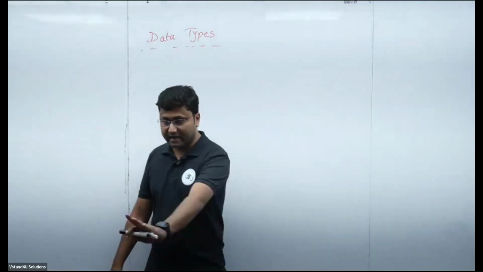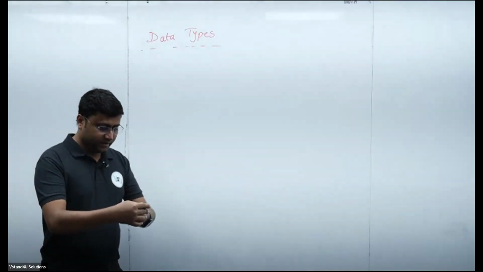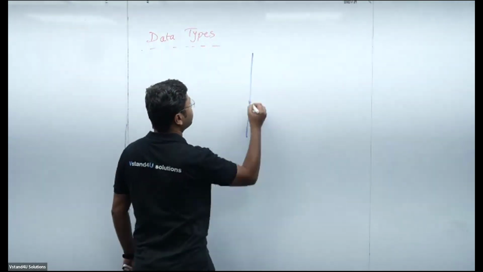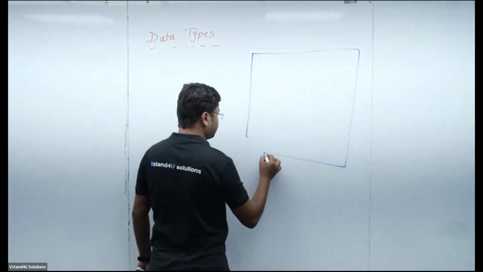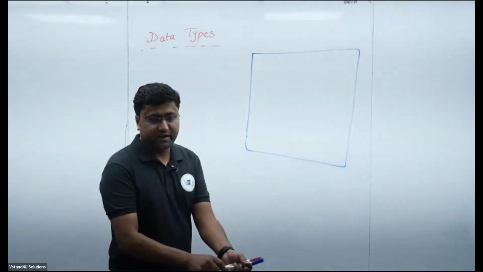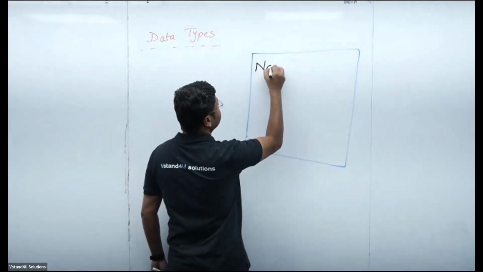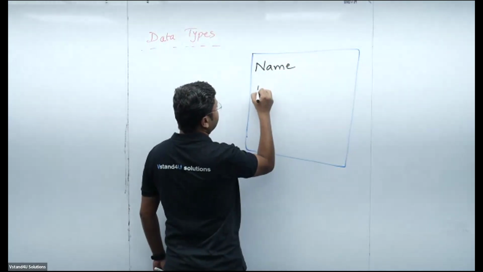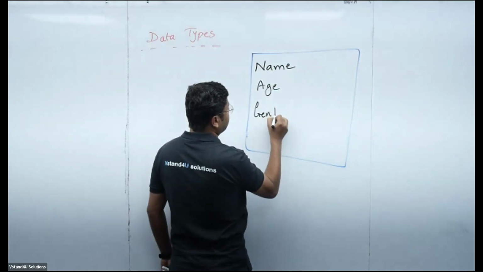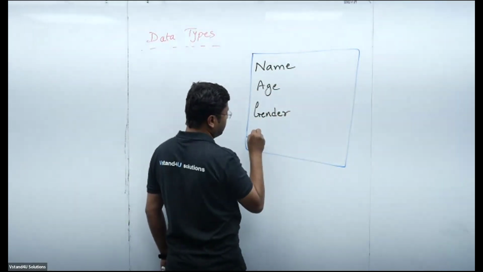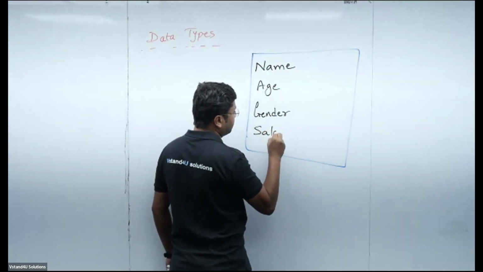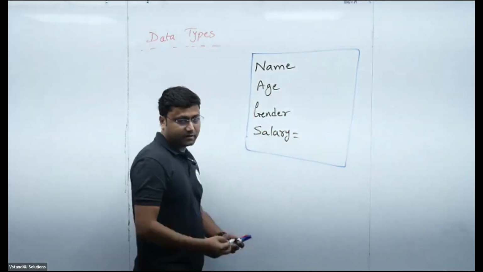Now let's understand the types of data before we proceed. Let me create one form. Consider one registration form. A few details are being asked, for example name, age, gender, and salary, probably for an employee.